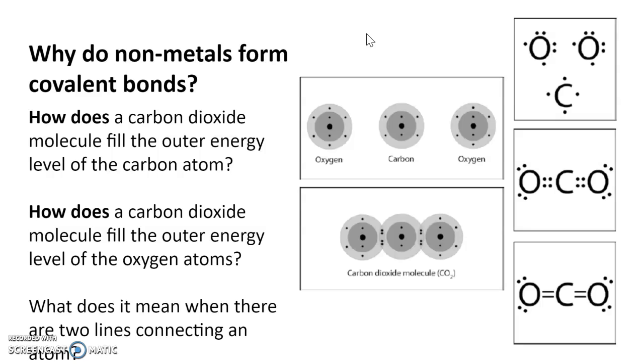Last, we have carbon dioxide. We want to think about how carbon dioxide fills the outer energy level of the carbon atom, and how it fills the outer energy level of the oxygens. In this case, carbon needs 4 more electrons, right? Because carbon only has 4 valence electrons. And each oxygen needs 2 more valence electrons.